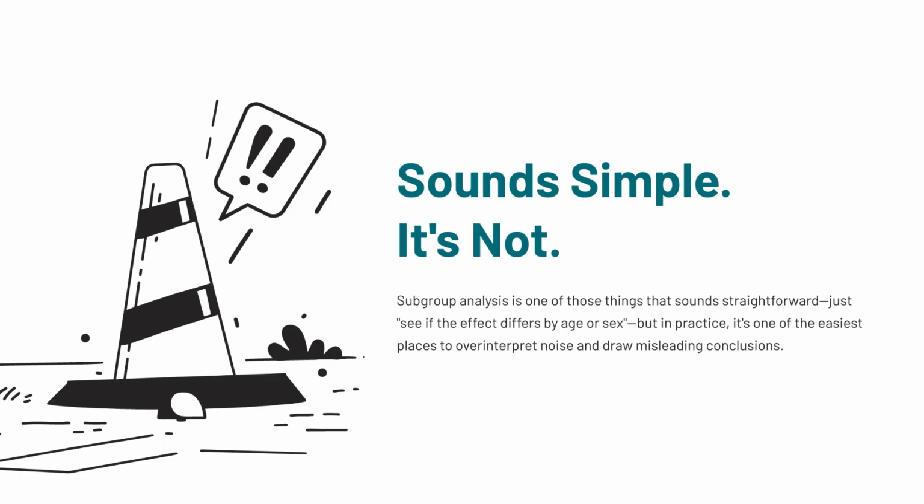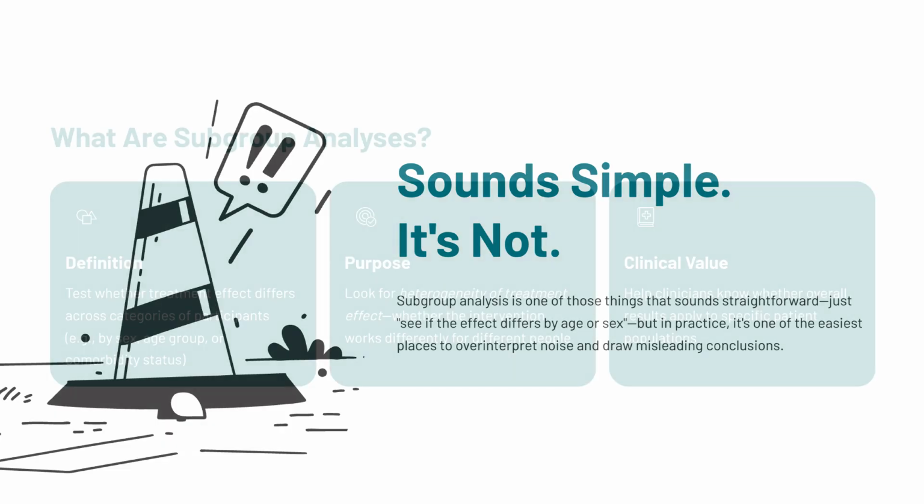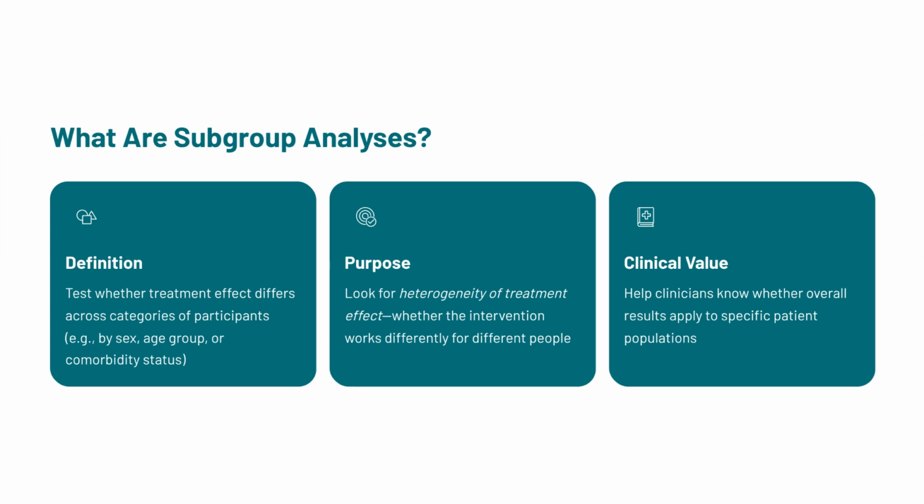Subgroup analysis is one of those things that sounds straightforward, but in truth, it's easy to overinterpret noise and draw misleading conclusions. But let's not get ahead of ourselves. So, starting with the basics. A subgroup analysis tests whether the treatment effect differs across categories of participants. Think sex, age group, or comorbidity status. The idea is to look for heterogeneity of treatment effect, meaning, does the intervention work differently for different groups of people? Subgroup analyses can help answer that, if they're done carefully.